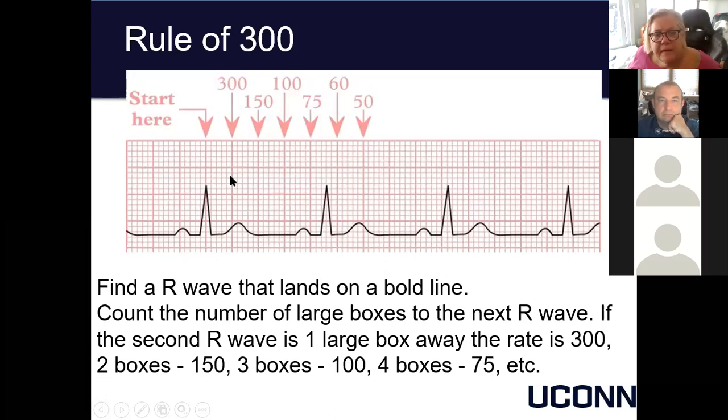so one big box, if there was a QRS here, the heart rate would be 300. If the next QRS was here, it would be 150, 100, 75. In this case, it's between the 75 and the 60. So you know this heart rate is somewhere between 60 and 75 beats per minute. Again, not exact, but it allows you to look quickly.